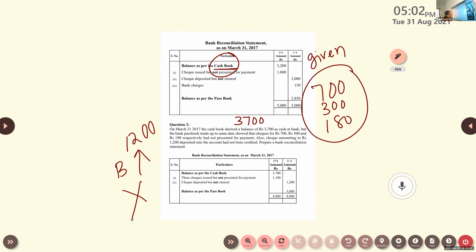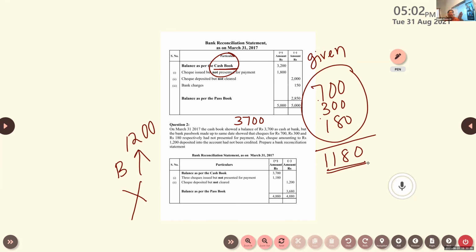Cash book is your right hand. No problem. You take your hand, raise your hand. Let us do together. Cash book, passbook, it was same. Okay. Now, what was the first case? 3 checks are issued. There are 3 checks, 700, 300, 180. Together, amount is 1,000 plus 180, 1,180. Okay. 3 checks together, 1,180.